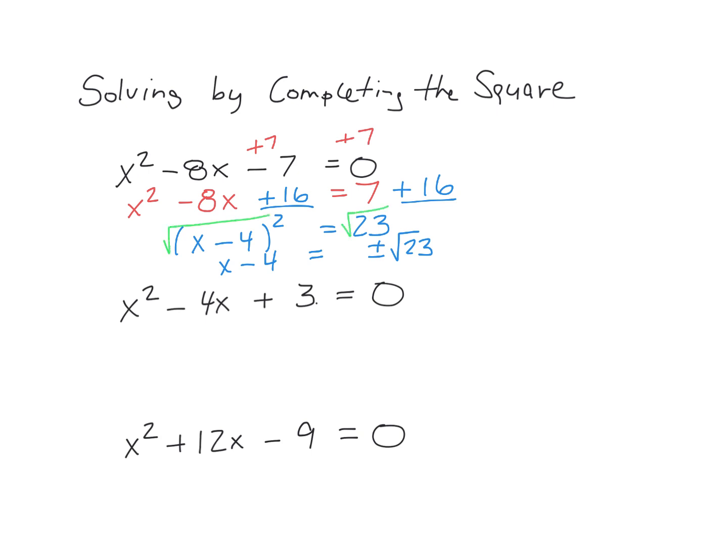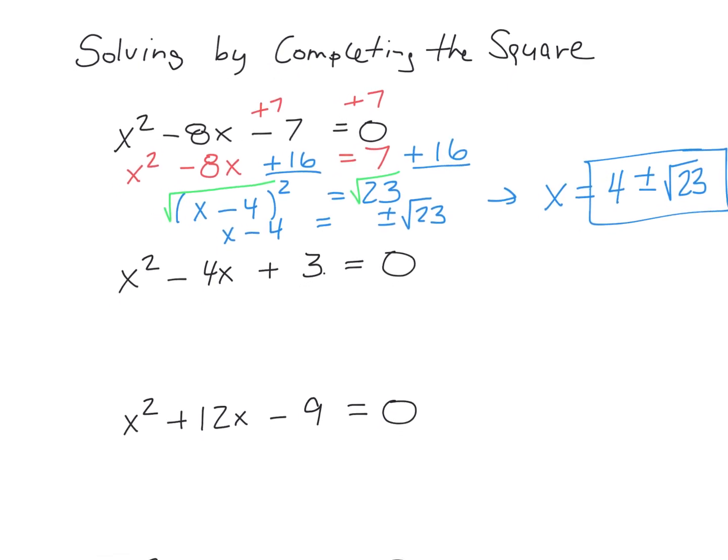Then if I add 4 to get x, I would have x equals 4 plus or minus the root of 23. Now those solutions, if you could simplify the root of 23, you should, breaking it down. But you could also put those in your calculator and get the decimal values for that.